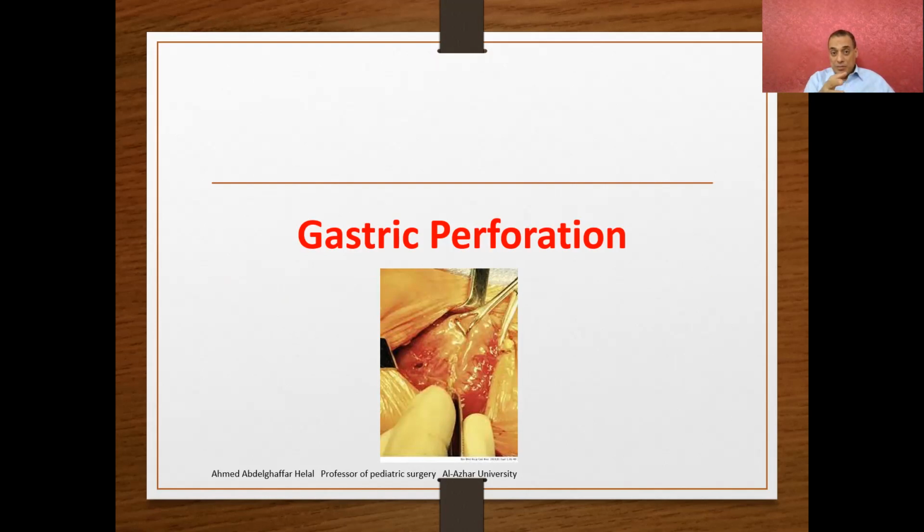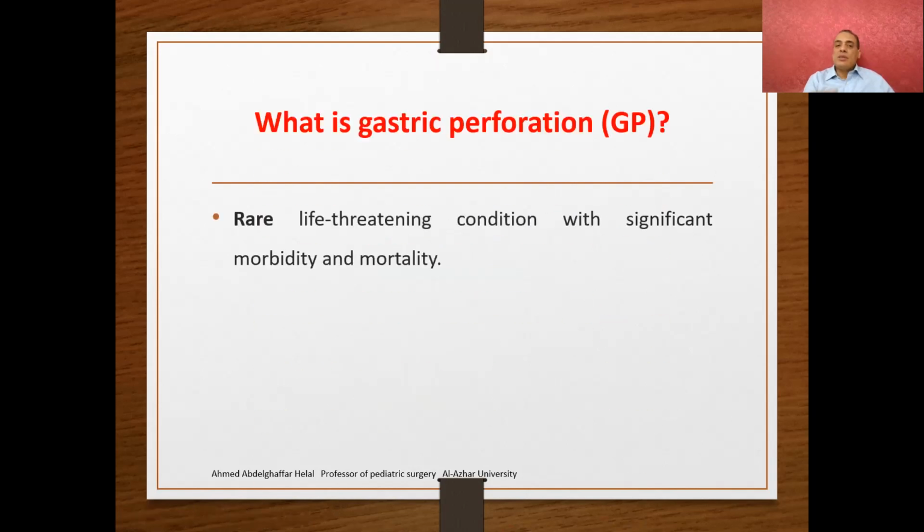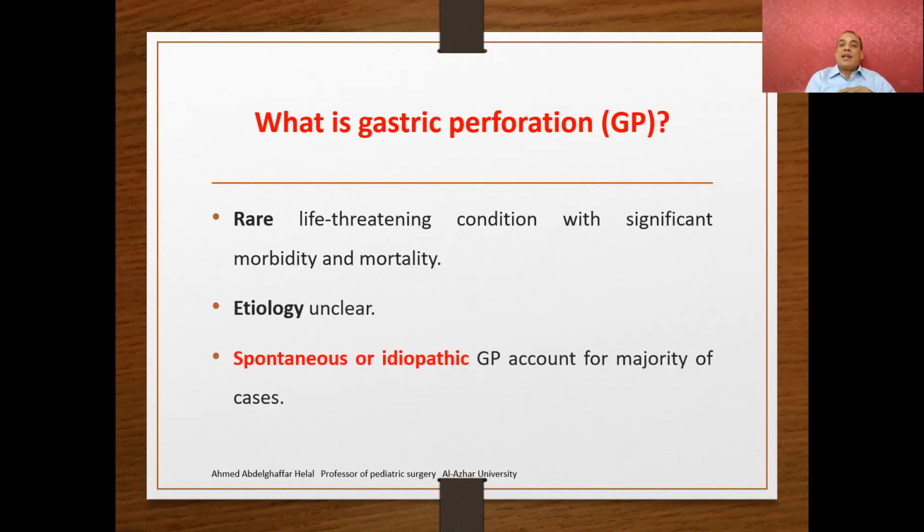The second problem or stomach lesion today is gastric perforation. This is a picture with a small gastric perforation like this. What is gastric perforation? It is a rare, life-threatening condition with significant morbidity and mortality. The etiology of gastric perforation in neonates or newborns is unclear. However, spontaneous or idiopathic perforation accounts for the majority of cases.